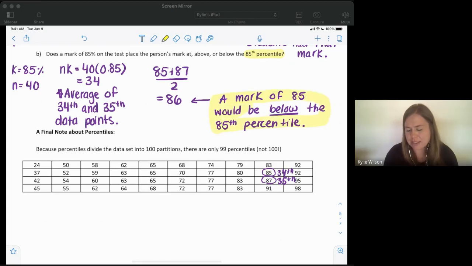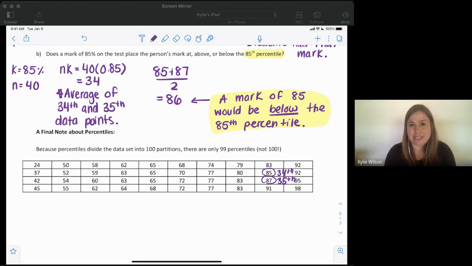So that mark would be below. These ones get a little tricky for sure. The more you practice them, the better you get at them and recognizing which question it is. But one quick note about percentiles before we get into the homework is that because the percentiles divide a data set into 100 partitions, there's actually only 99 percentiles, not 100. So just like with our quartiles, there's only 3 quartiles, right? Q1, Q2, Q3, because we're splitting into 4 sections.